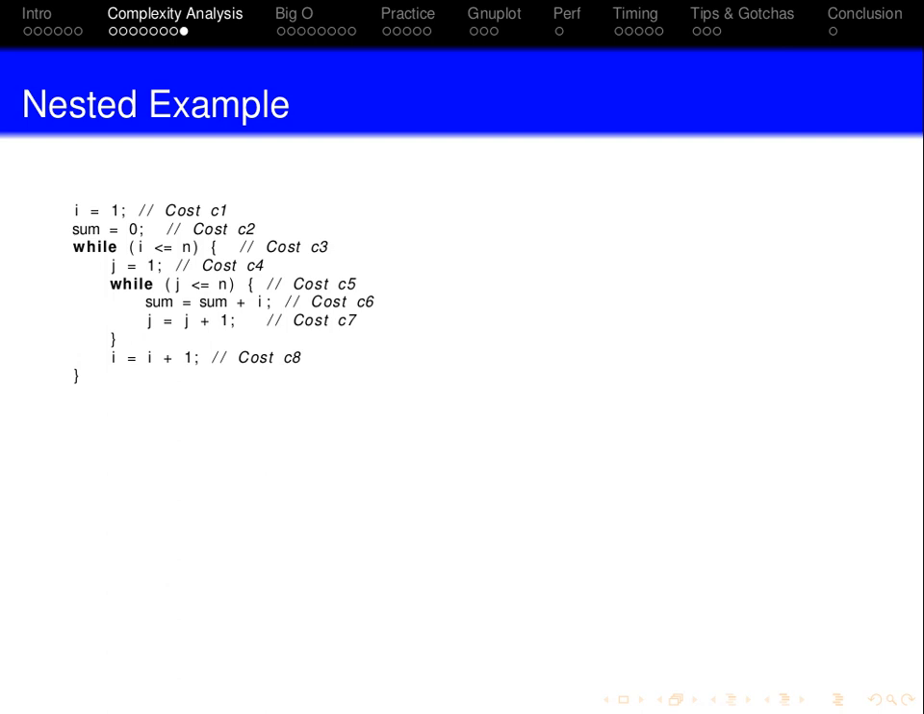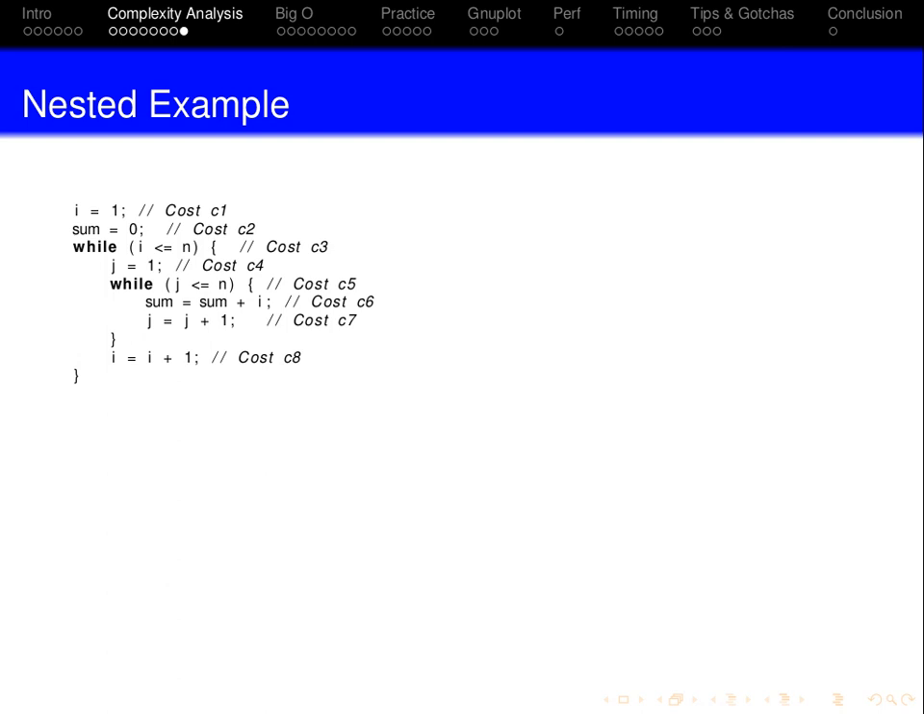Right off the bat, let's start asking questions. What's the cost of C1? 1, 2, 3, 4, 5, 6. That's the answer. And the next one is 2.